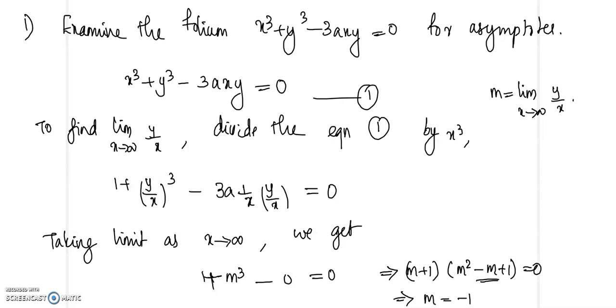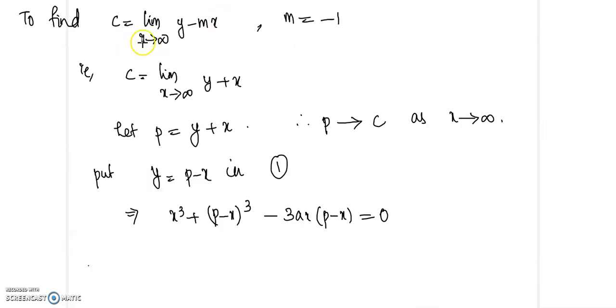So the value of m is -1. So c will be equal to limit x tends to infinity y plus x. Now let us bring y plus x into the equation. So let us take p equal to y plus x. Know that limit x tends to infinity y plus x is equal to c. When you take limit x tends to infinity p, that is going to be equal to c.